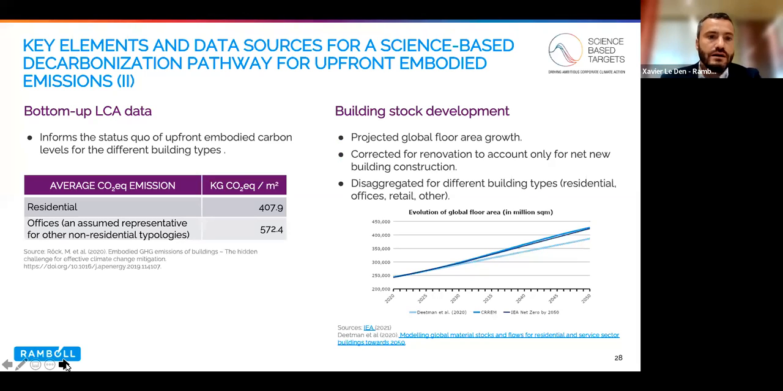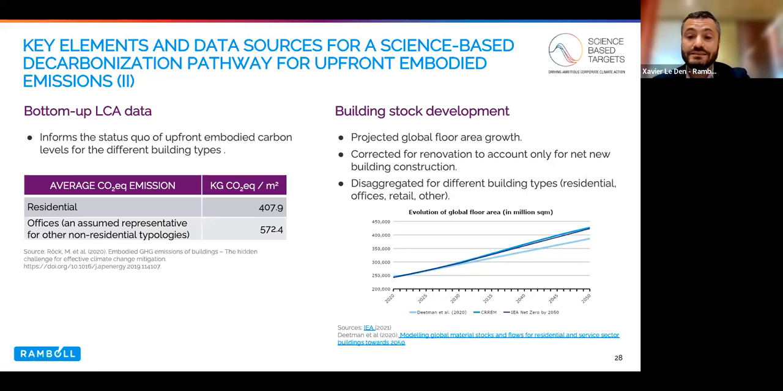Other elements are the bottom-up LCA data that we use to align the pathway to the current baseline and also derive a sub-pathway for different types of buildings. Here we use one source, which is the study done by Martin Röck, which was interesting for us because it was providing benchmark for buildings globally. And also combining different sources is a bit tricky, considering the lack of homogeneity in the data.